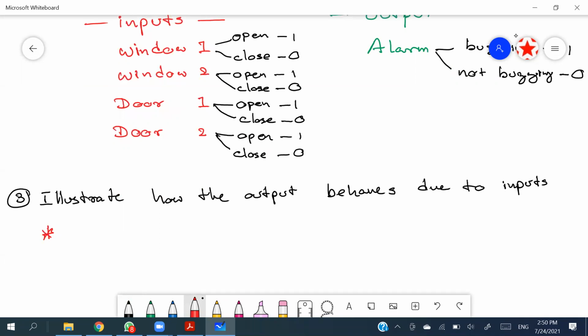Like when you are doing the questions, you don't need to write these things, right? You can do the rough work regarding these things. So according to the scenario, if any of the doors or windows is open, the alarm will buzz.